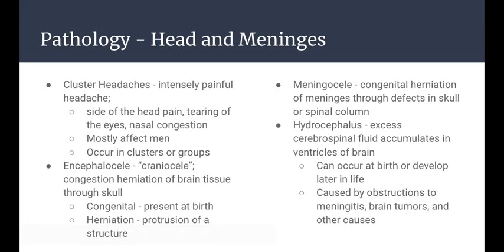So there are two types of this condition. There is a congenital, which means it's present at birth. There is already a herniation in the brain tissue through the skull, or there's a herniation, which is basically just a protrusion of a structure that can happen later in life.